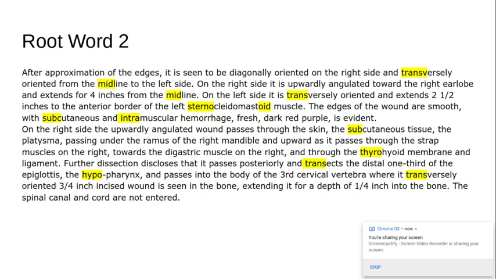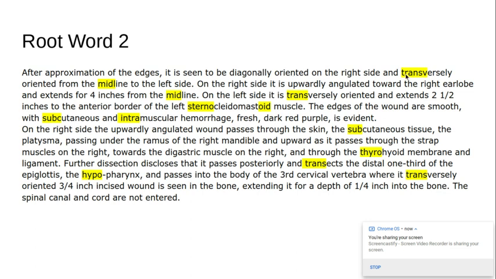So I'm going to start off with this excerpt from the autopsy of Nicole Brown Simpson in 1994. Her and her friend were murdered at her apartment. So this is, again, looking at root words here. Follow along here. After approximation of the edges, it is seen to be diagonally oriented on the right side and transversely oriented from the midline to the left side.